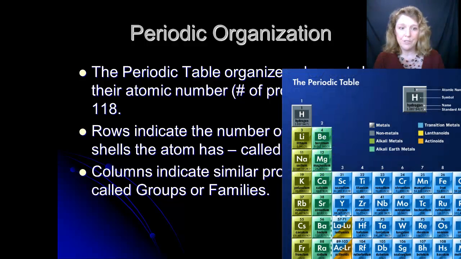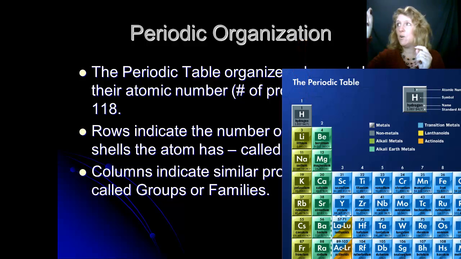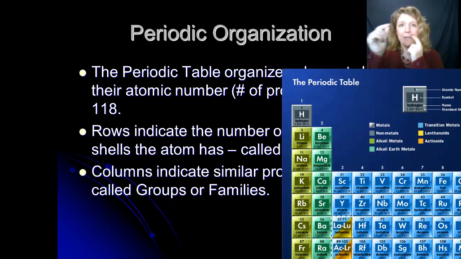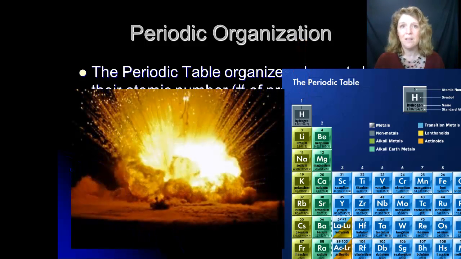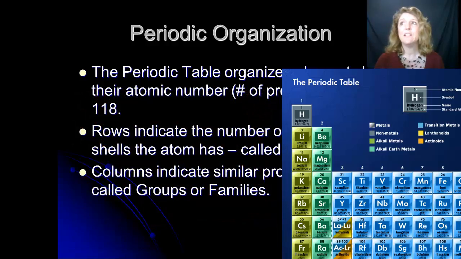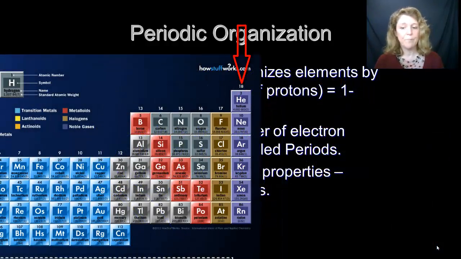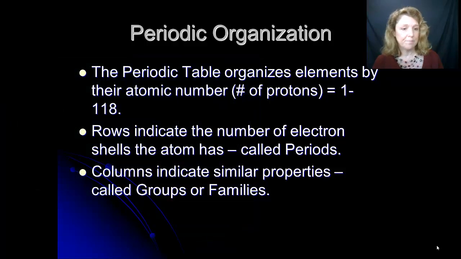And the columns are the properties, and the columns are called groups or families. So everything in the column all the way on the left side, this side because you're looking at me, is really super reactive because it only has 1 electron in its outermost shell. And everything on the far right of the periodic table, their electron shells are completely full, so they don't react at all. So everything in a column has very similar properties in the way that they react.